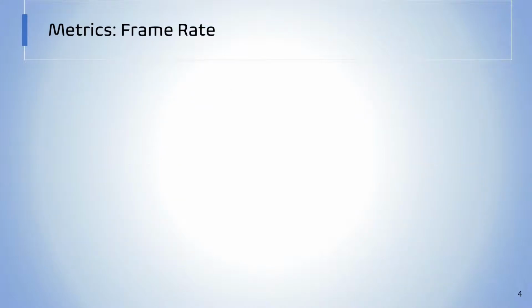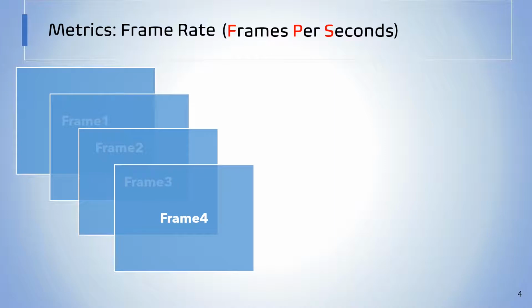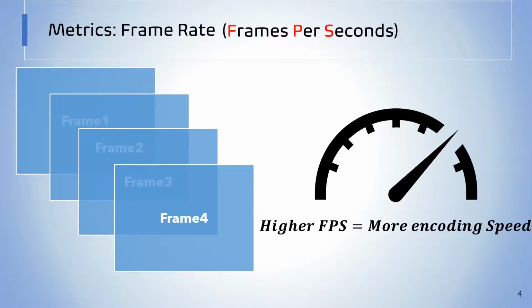However, bitrate isn't the only thing that determines the perceived quality of a video. Frame rate, or frames per second, FPS, is defined as the frequency at which consecutive frames of a video appear on the display. For the purpose of video encoding, a higher encoding frame rate means a higher number of frames encoded per second, so a higher encoding speed.